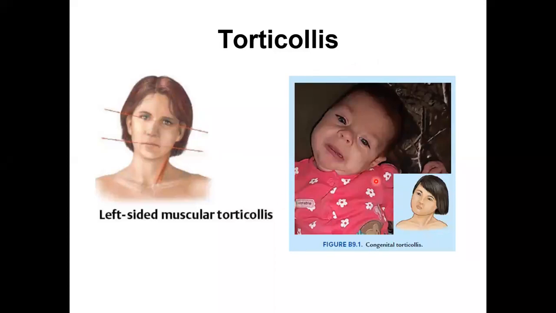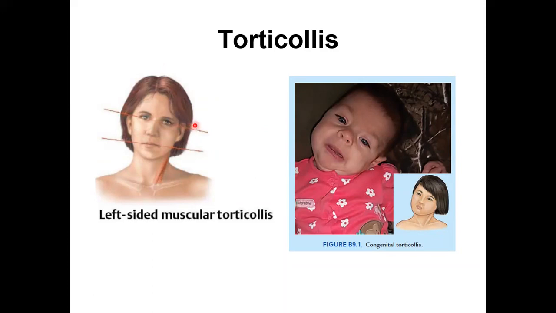This is from your more blue boxes. So this can happen during delivery if there's an injury, or if you just have some damage to that muscle and then it heals improperly, you can end up with torticollis. So they actually have a twisted neck at baseline. The position of the person's head at rest is at this tilted angle.